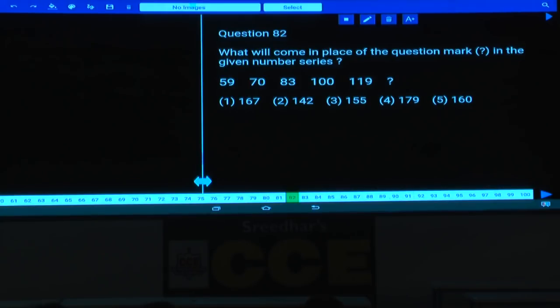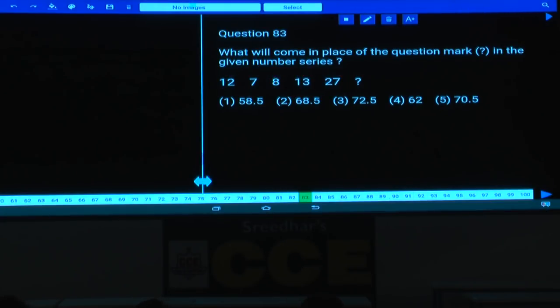Now question number 82, 59, 70. Now 59 and 70, what is the relation here? Here the difference between these two numbers is 11. Next number is 13 and next one is 17. 11, 13, 17, what are these numbers? The given numbers are prime numbers. And here it is 19. 11, 13, 17, 19. Next one must be 23. 120 plus 22, 142, that is choice 2.